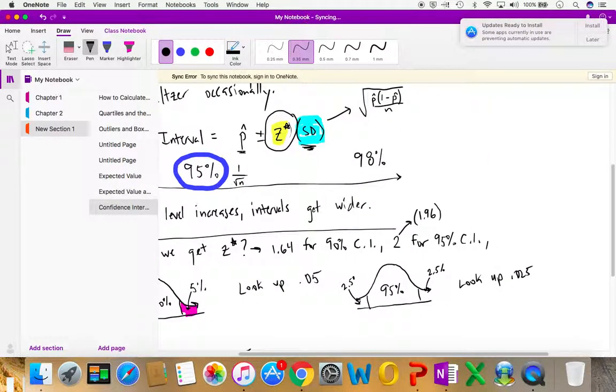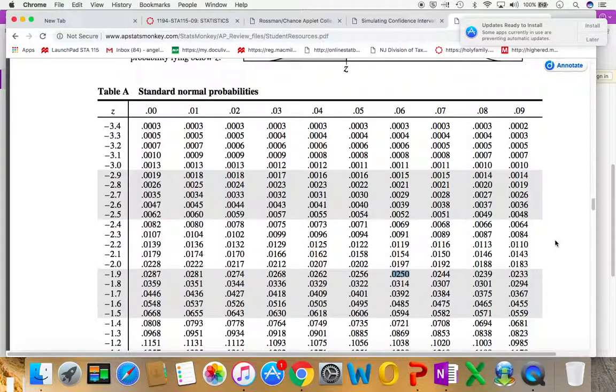Okay, so without drawing the diagram here, because we can kind of get the picture, we'll actually just do it on the bottom here. If we had 98%, I would be left with 1% and 1%. Okay, so I'm going to look up. Again, we're going to try and figure out as close as I can get to 0.01. All right, so let's figure that out.